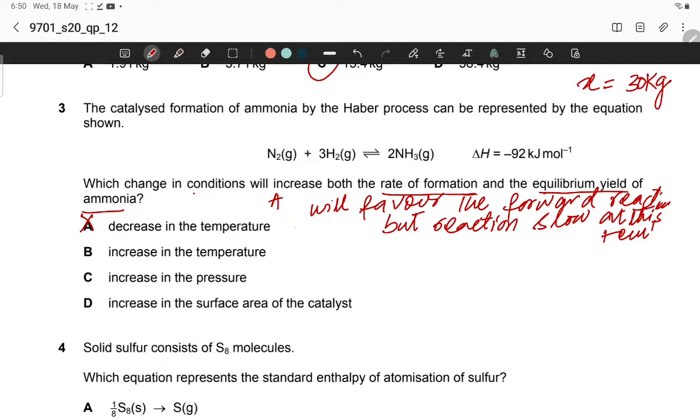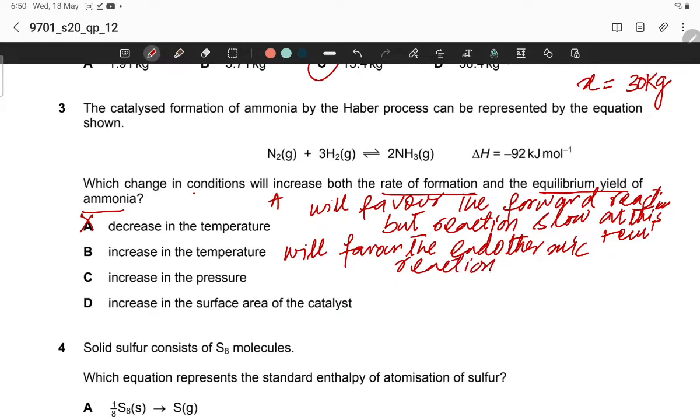Increase in temperature will favor the backward, will favor the endothermic reaction, and the reaction will shift backward, so less yield is produced. This is also incorrect. Increase in the pressure will favor the forward side.